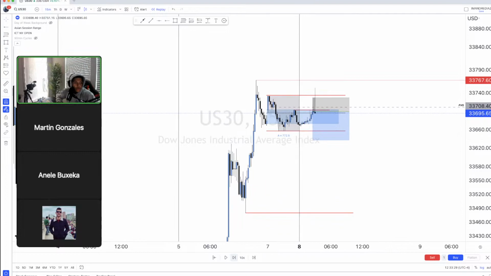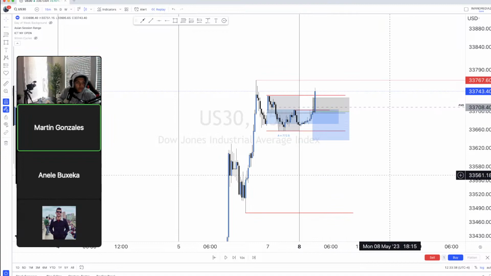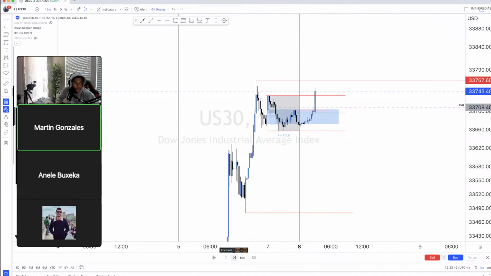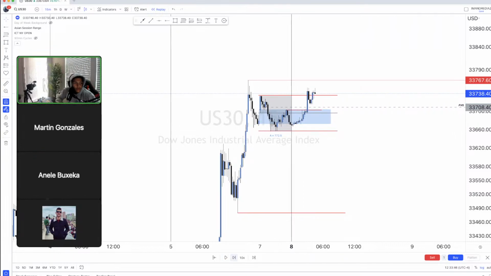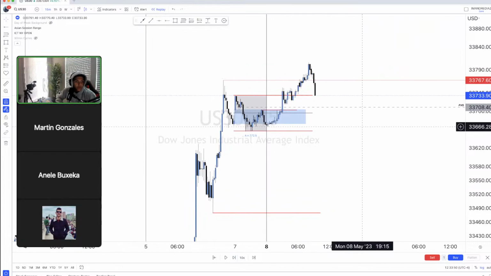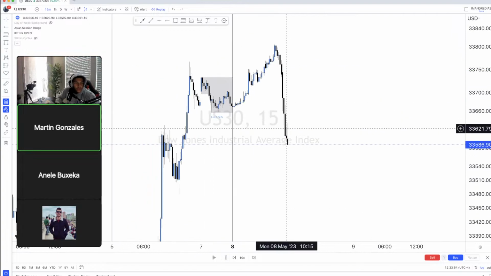Damn, went right for that high, -1. Well, the break of that Asian session high could have been the entry point. Let's see though. Yeah, it ended up going higher anyway, so it ended up working out. False trade idea. It's okay. Let's move on to the next.